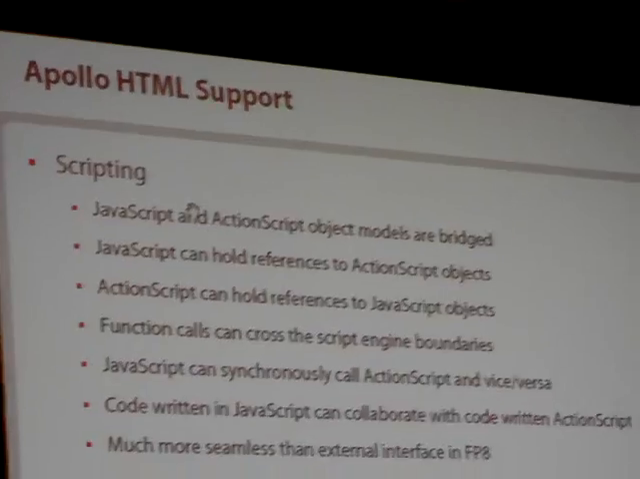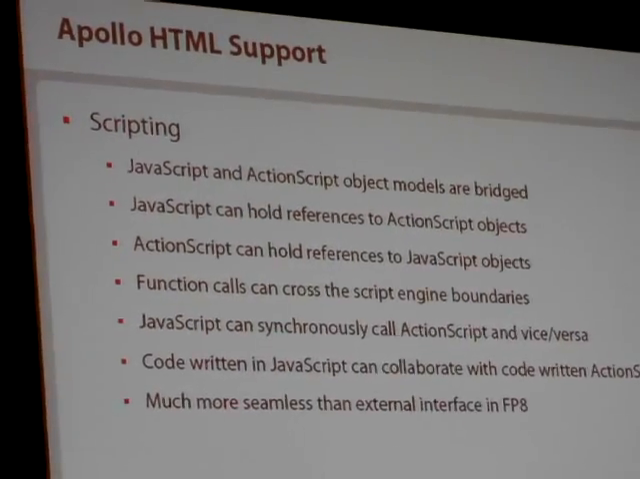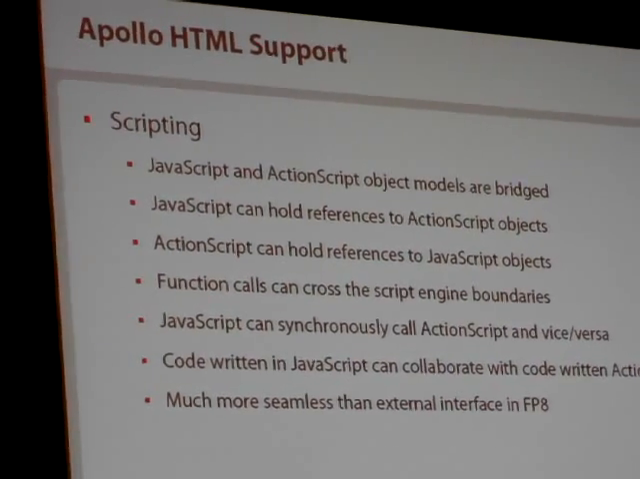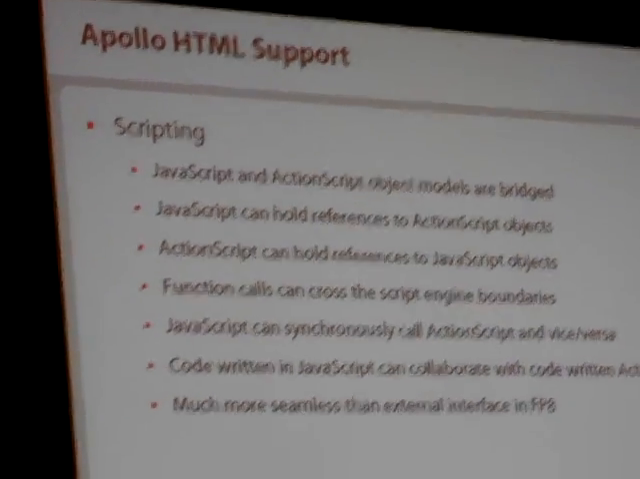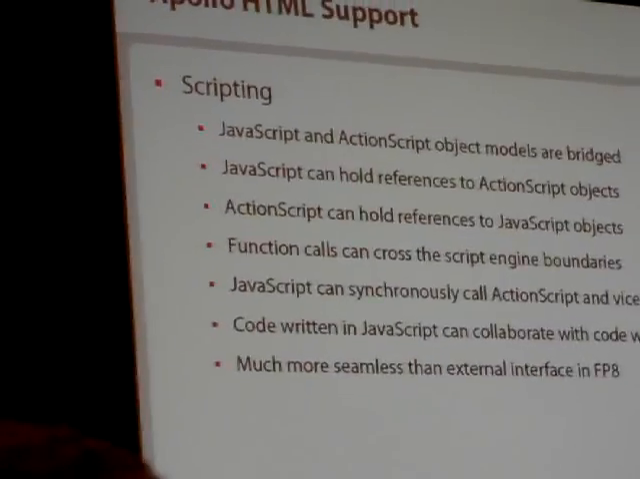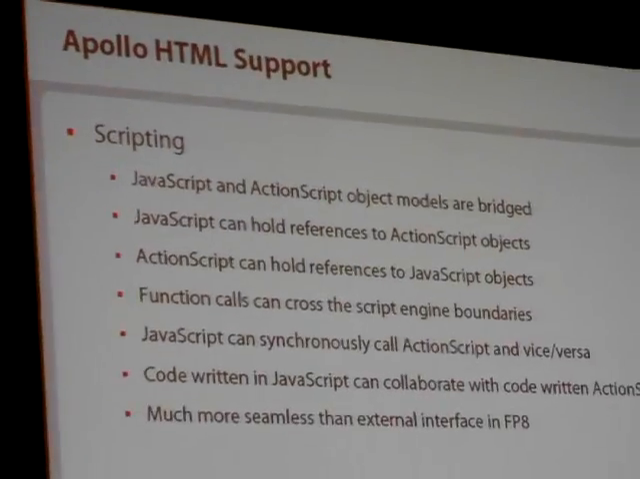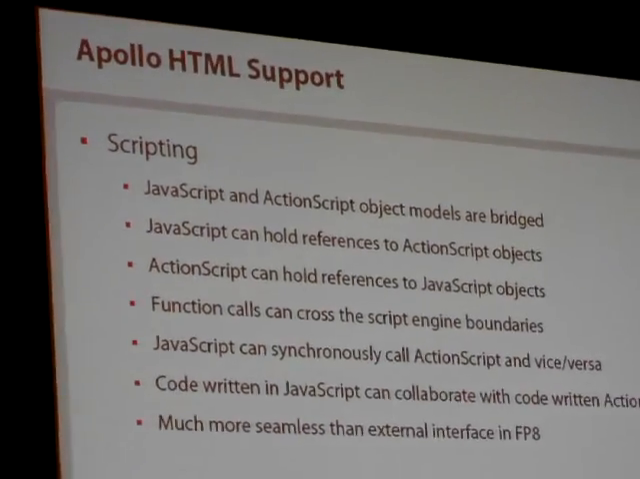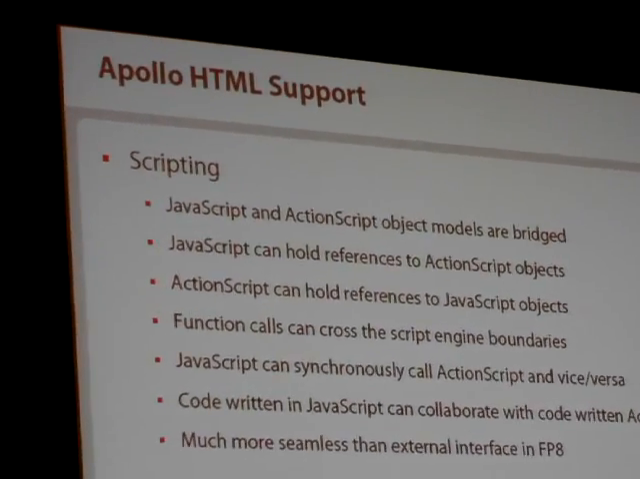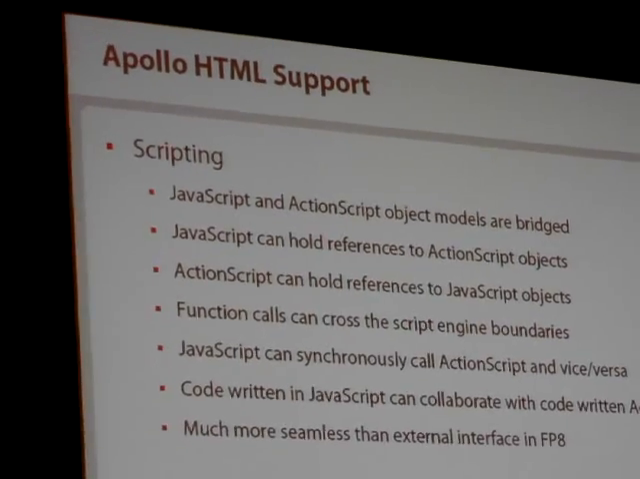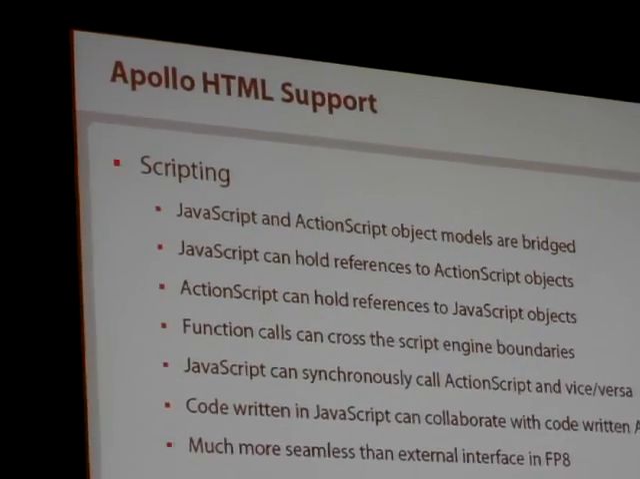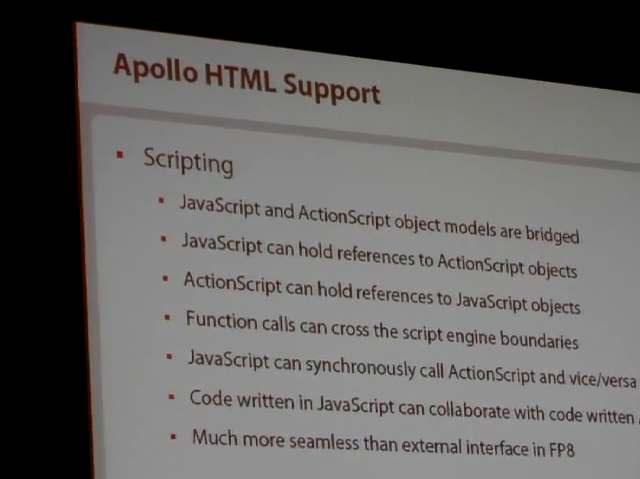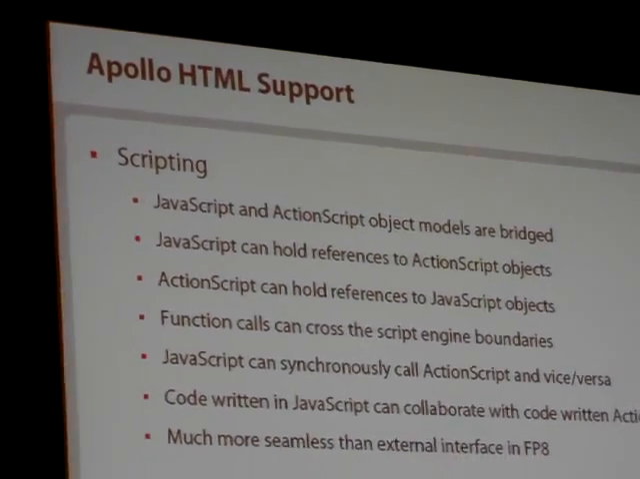The other big thing that we're doing in our HTML support is what we call script bridging. This is the ability to have JavaScript and ActionScript code call functions written in the other language and access properties and methods and hold references to objects across that script engine boundary. And this is really powerful. This would enable you to do things like manipulate the HTML DOM from ActionScript. This also enables you to manipulate the Flash display list from JavaScript inside of an HTML widget.